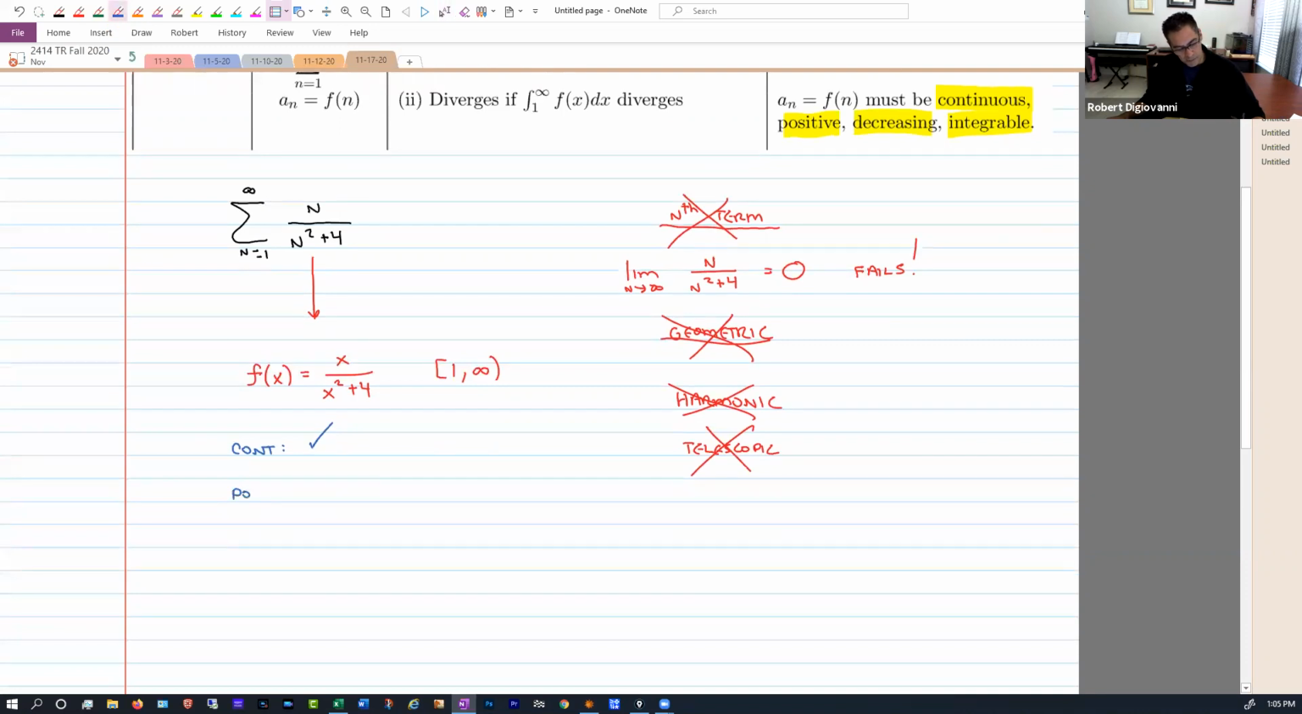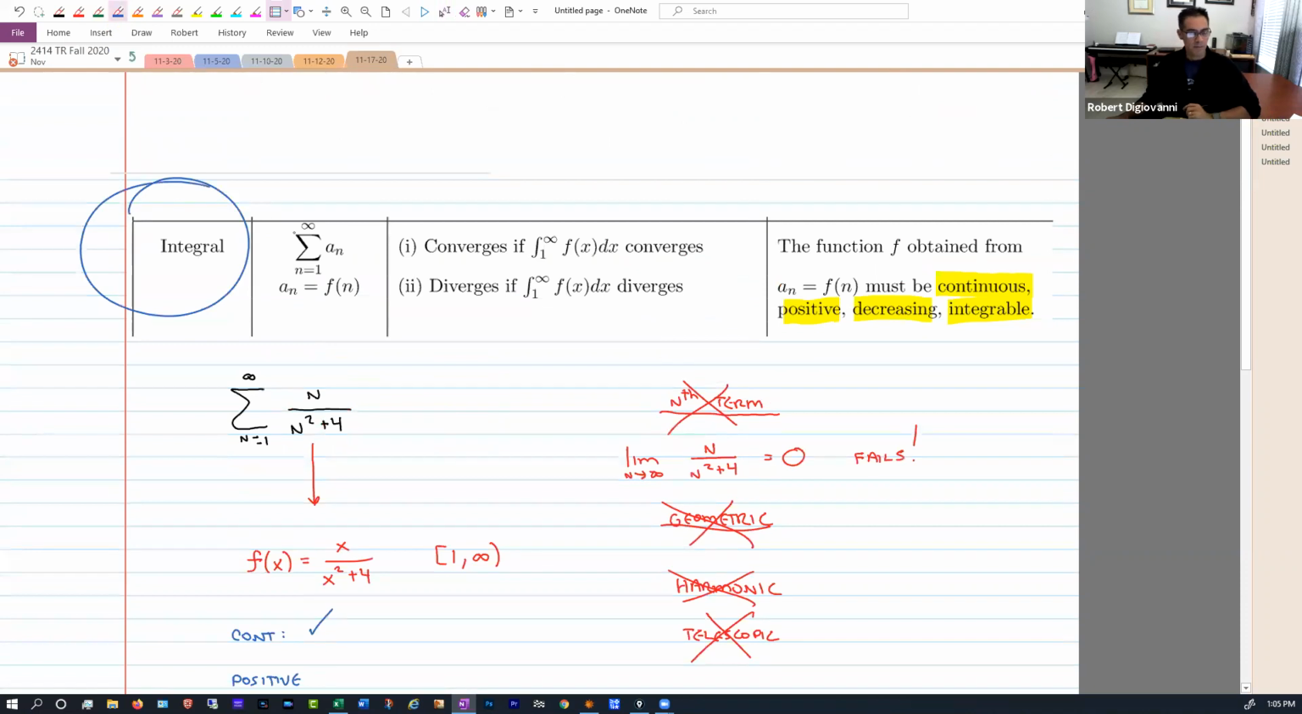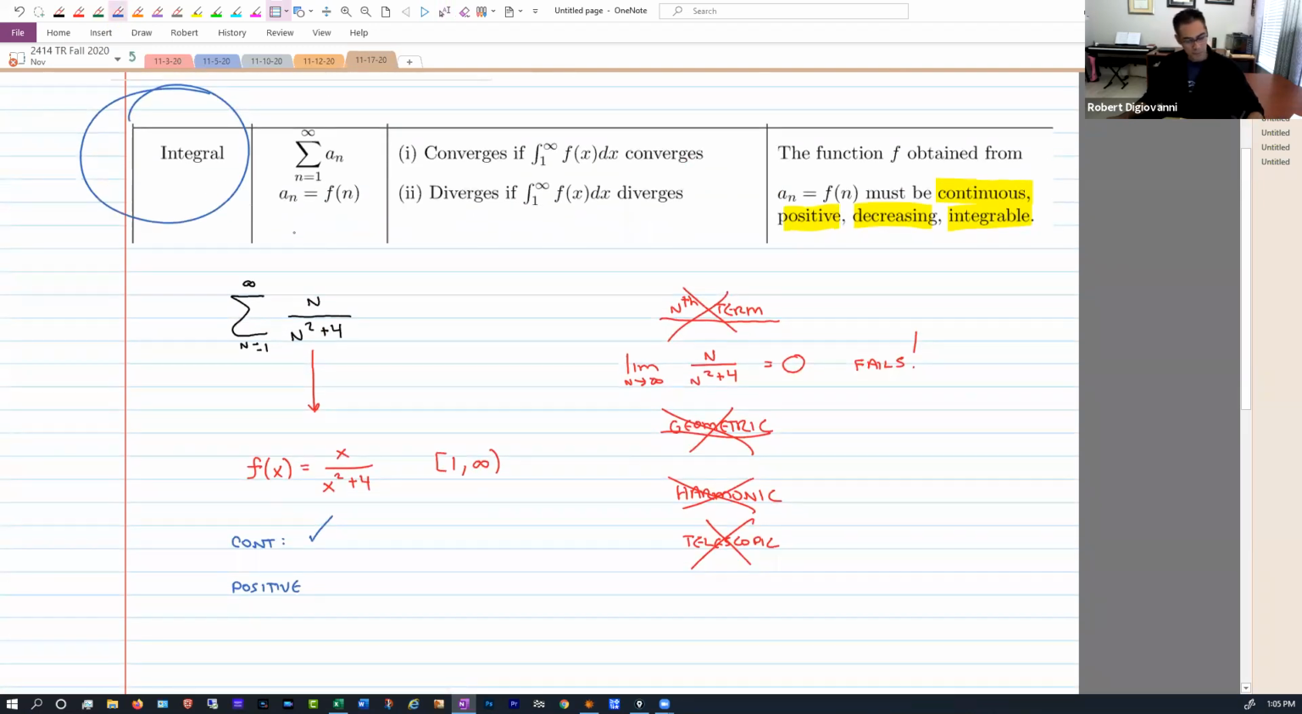Is it positive? What test is this? This is the integral test. Oh, okay, got it.